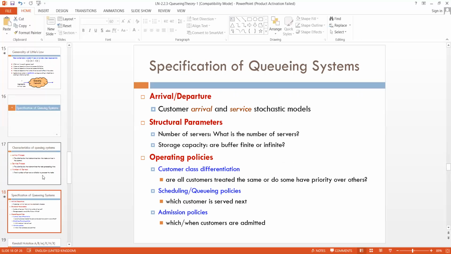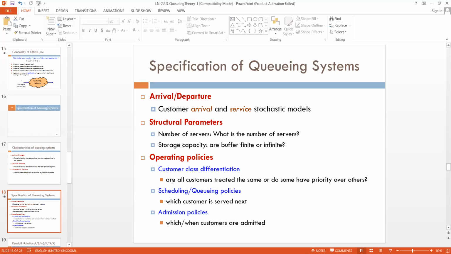Then we also need to know the structural parameters like the storage capacity, okay? How many people can be in the queue within the bank? How many people can the bank tolerate? Sometimes the bank is too full. You cannot accept any other arrival. Then it says number of servers, okay? How many servers are in there to assist? Then operating policies. We have what?